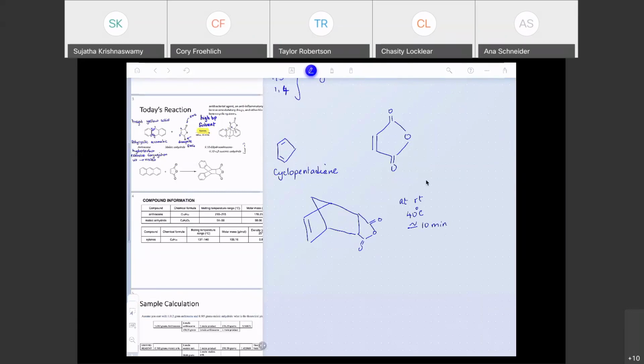Excuse me, at reflux. So you've got to get it to reflux, which may take 15 to 20 minutes. And then you have to reflux it for 30 minutes. This one, just light warming, 10 minutes, the reaction is done. So this is a greener modification.